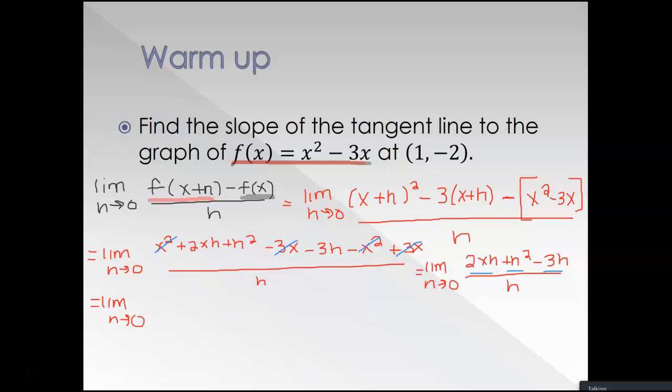That leaves you with the limit as h approaches 0 of 2x plus h minus 3. Plug in 0 for h, and I get 2x minus 3. So that 2x minus 3 represents the general slope of the tangent.